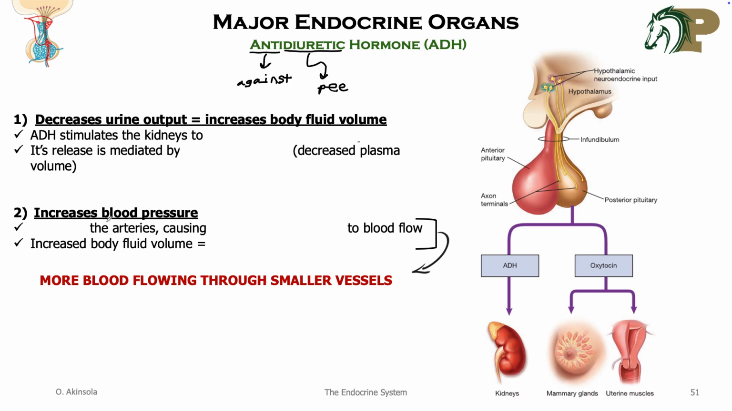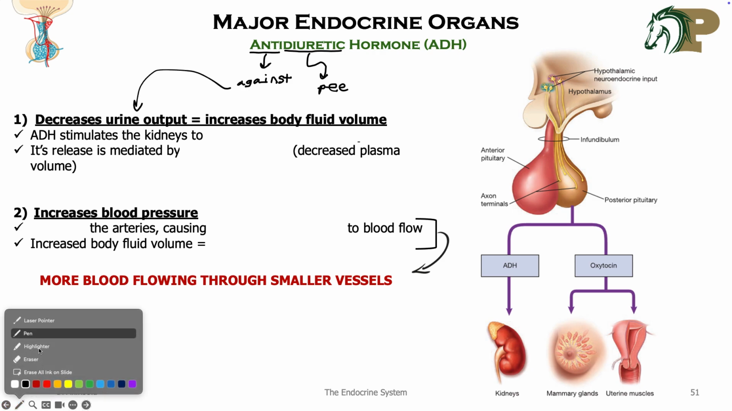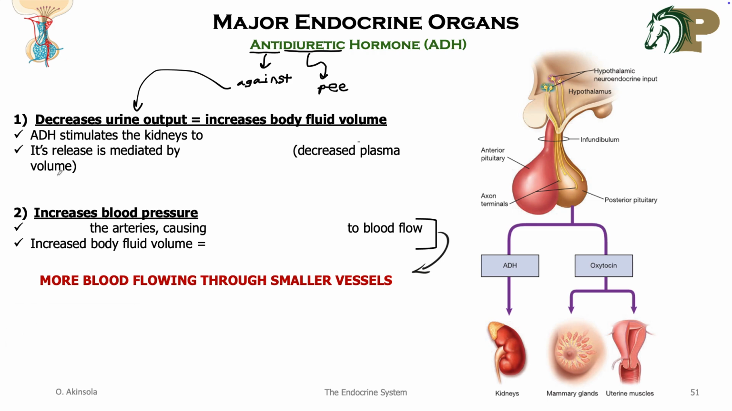Okay. Now, antidiuretic hormone. Anti means against, diuretic means pee. So antidiuretic hormone is a hormone that will prevent peeing. The hormone, antidiuretic hormone, will prevent peeing, essentially. So just keep that in mind. And that's what we see over here. Decreases urine output. Okay? So that's its first main function, to decrease urine output.